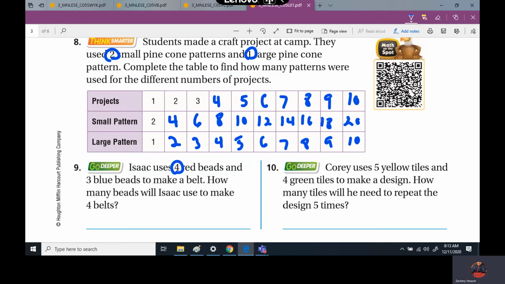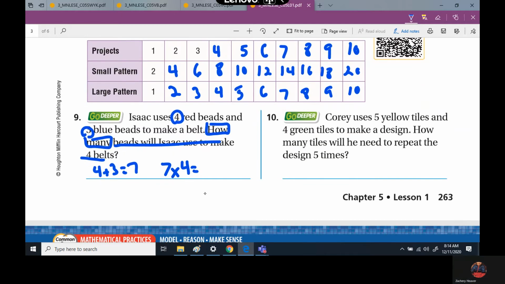Isaac uses 4 red beads and 3 blue beads to make a belt. How many beads will Isaac need to make 4 belts? So each belt has 4 red and 3 blue beads. So 4 plus 3 equals 7. So we're going to do 7 beads per belt, 4 belts. 7 times 4, which means 28 beads.